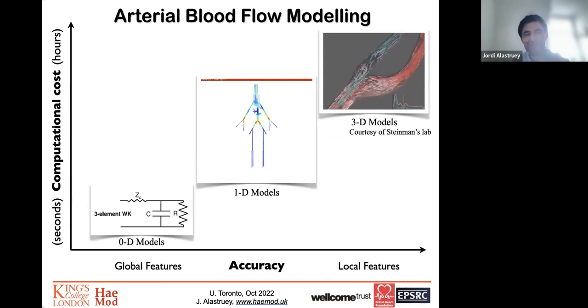So when it comes to arterial blood flow modeling, there are 3 main modeling approaches. So there are 3-dimensional, 1-dimensional, and 0-dimensional models. And they can all describe time-varying blood pressure and blood flow in the cardiovascular system, but with a different degree of accuracy in space. So we have 3D models that account for the variation in pressure and flow in the 3-dimensional space. 1D models only consider changes in pressure and flow along the axis of the vessel, and 0D models are space independent. So this makes 3D models more suitable for describing local features of blood flows, whereas 0D models are more appropriate to describe global features.